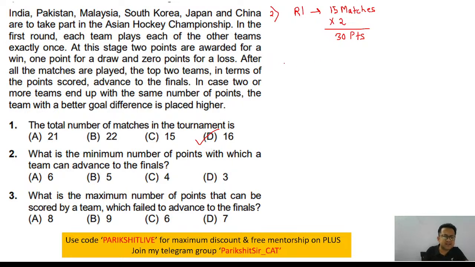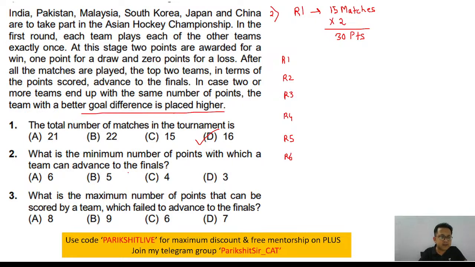So let's say there are 6 teams. Someone will be rank 1, rank 2, rank 3, rank 4, rank 5, and rank 6. Remember, there is no tie. I mean, there are no two teams with the same ranking. Why? Because if there is a tie, you have a tiebreaker in place. The team with the better goal difference is placed higher.